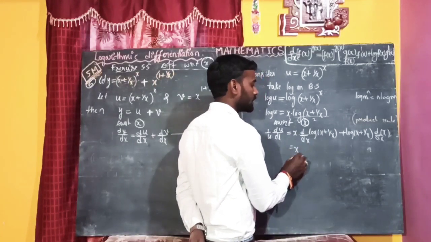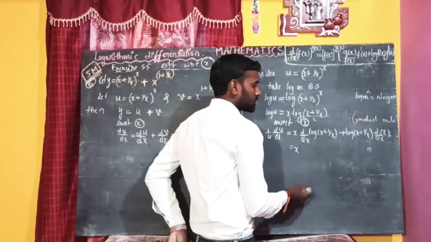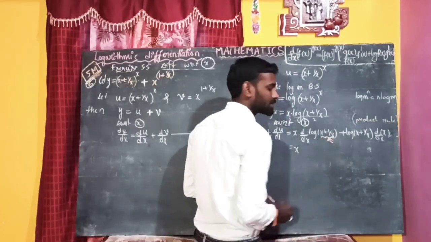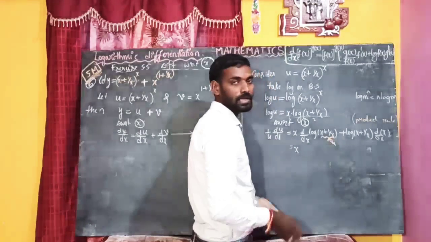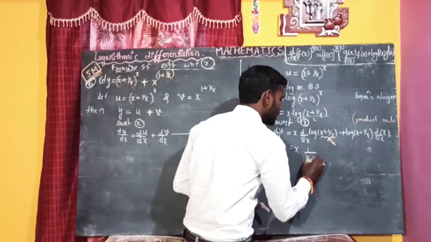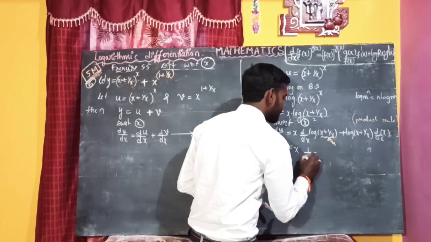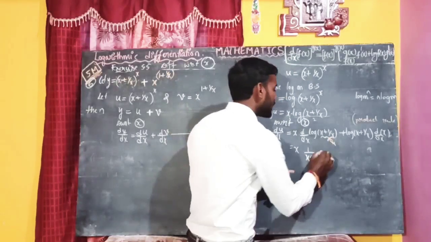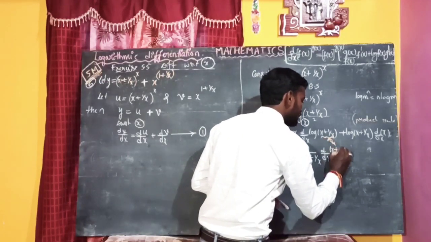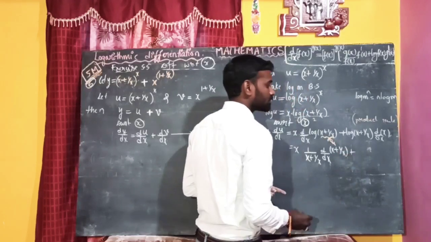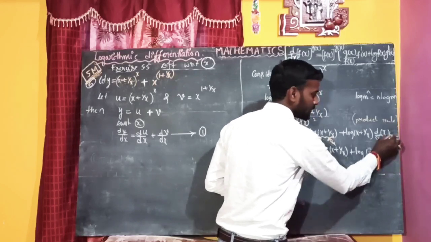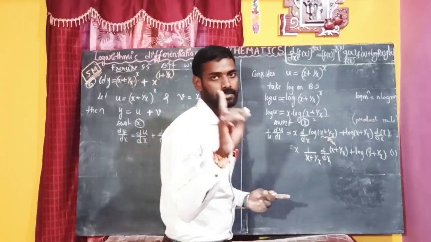Next x into, now this is of the form log u, in place of u here it is x plus 1 by x. Derivative of log u is 1 by u, that is 1 by (x plus 1 by x), into d by dx of u, that means d by dx of (x plus 1 by x). Next plus log of (x plus 1 by x) into derivative of x with respect to x, that is 1.